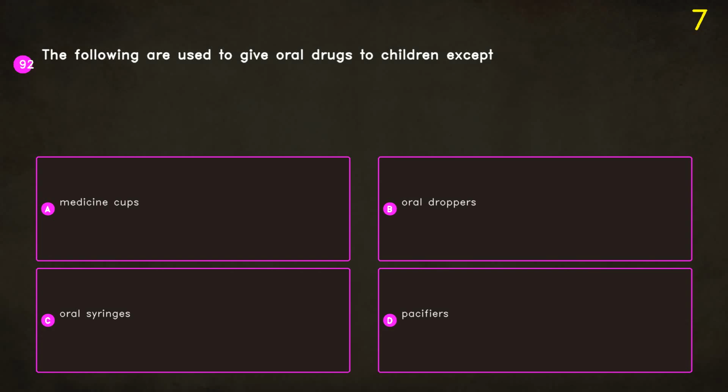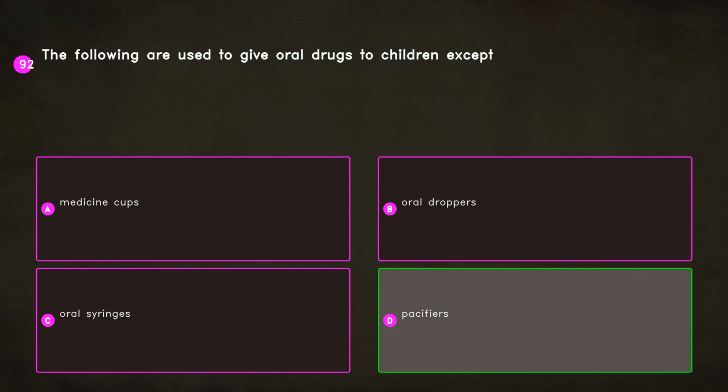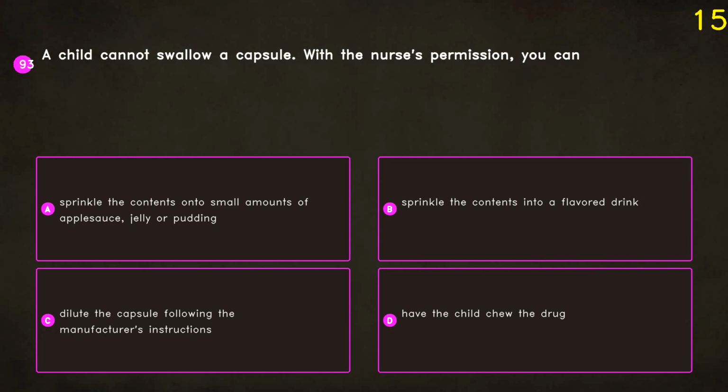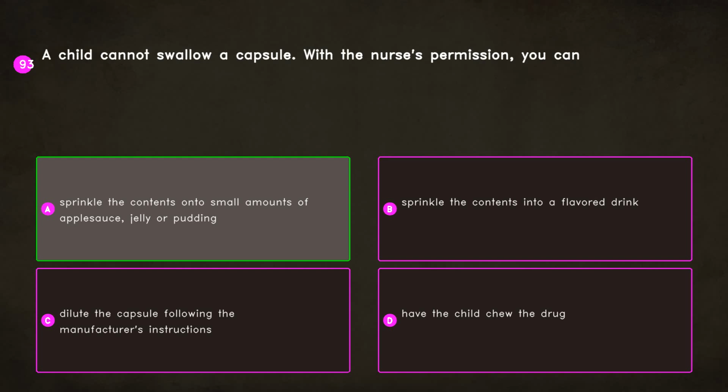Question 92. The following are used to give oral drugs to children except A. medicine cups, B. oral droppers, C. oral syringes, D. pacifiers. The correct answer is pacifier. Question 93. A child cannot swallow a capsule. With the nurse's permission, you can A. sprinkle the contents onto small amounts of applesauce, jelly, or pudding, B. sprinkle the contents into a flavored drink, C. dilute the capsule following the manufacturer's instructions, D. have the child chew the drug. The correct answer is sprinkle the contents onto small amounts of applesauce, jelly, or pudding.